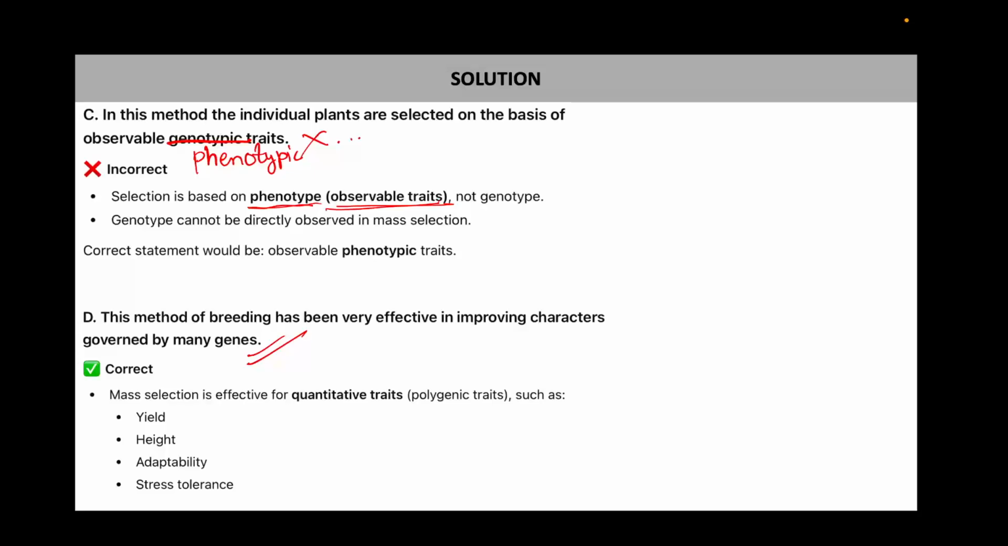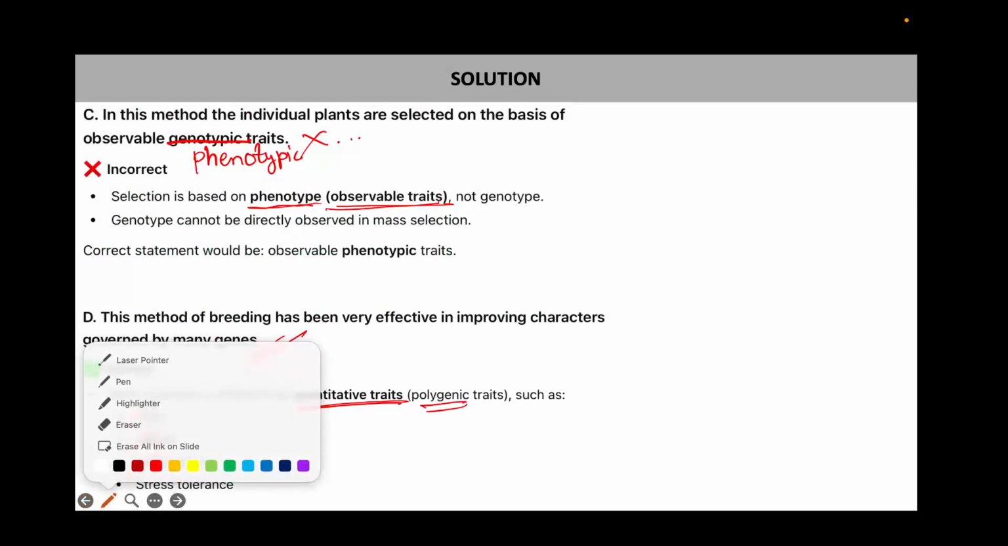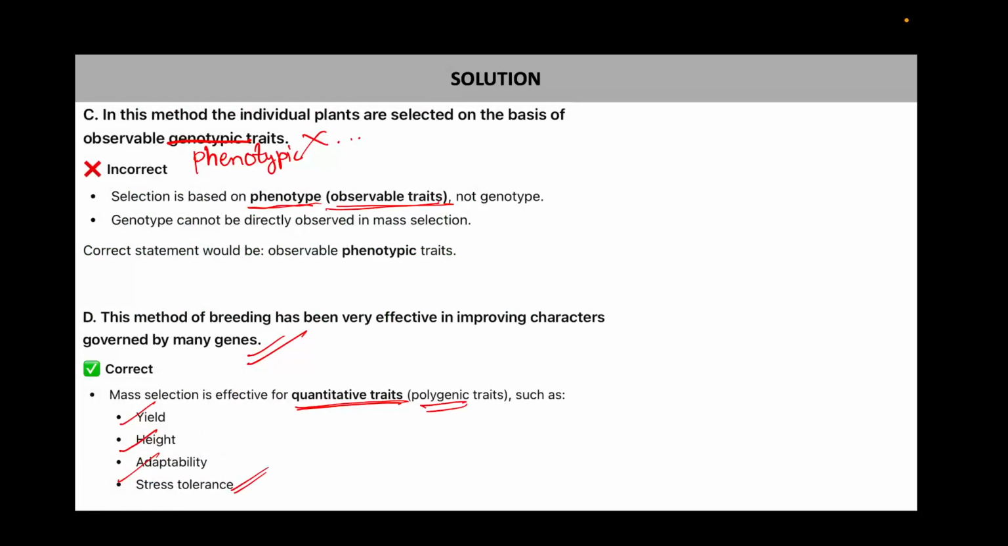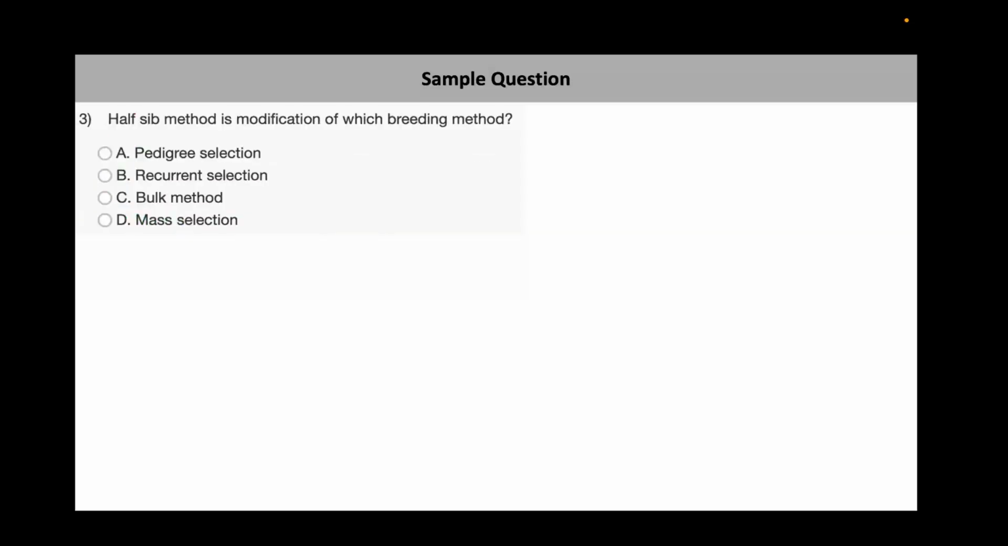So yes, mass selection is very effective for quantitative traits, also called polygenic traits, like yield, height, adaptability, and stress tolerance. All these traits are polygenic, which means they require multiple genes to control them, and that is why selection becomes easier through the mass selection procedure. So in this case, options A, B, and D were correct. Okay, let's move on to the next question.